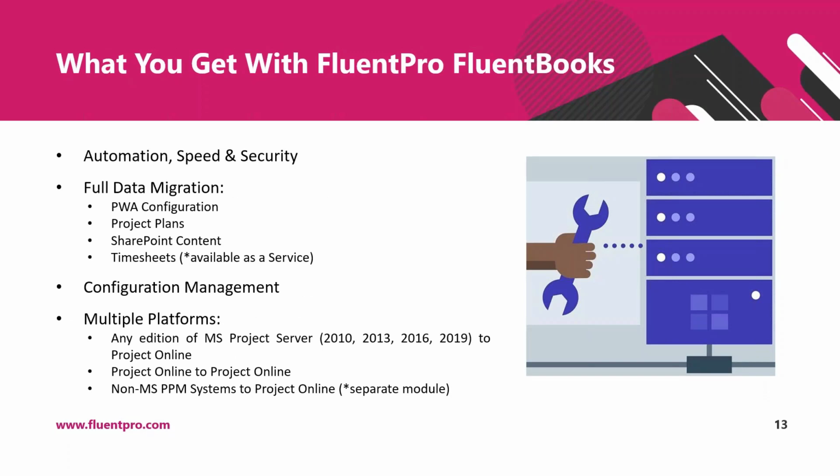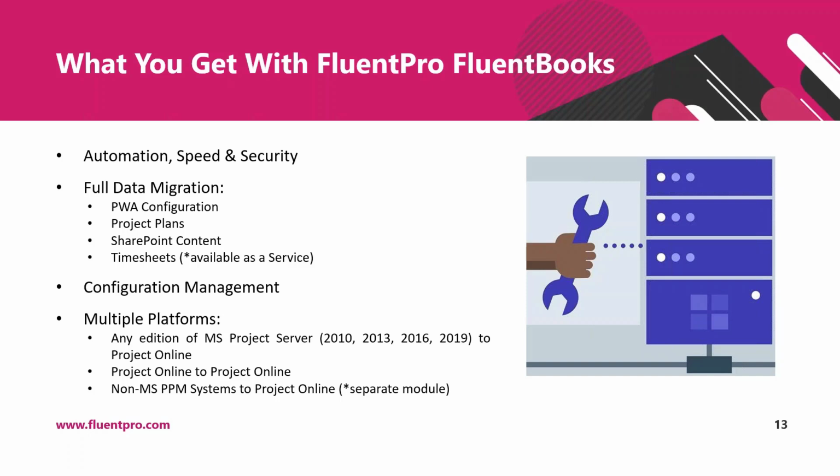So what do you get if you use FluentPro FluentBooks for data migration to Project Online? First of all, it's automation and speed. There is no need to spend hours on manual work when moving PWA data and making sure that everything is correct. Automate your Project Online migration and save up to 60% of time and avoid human errors.